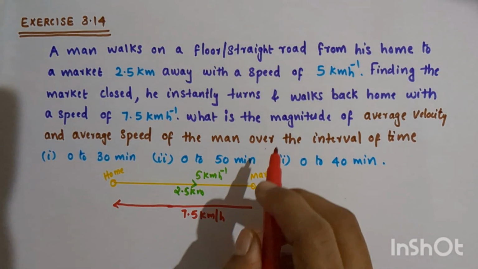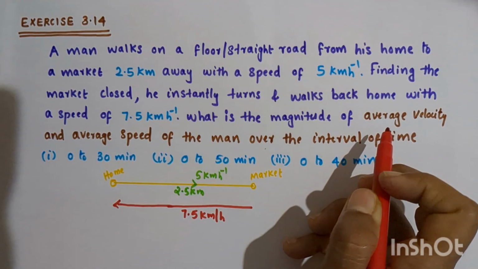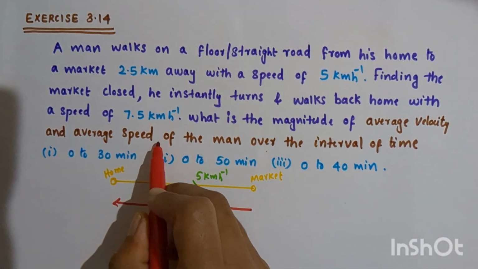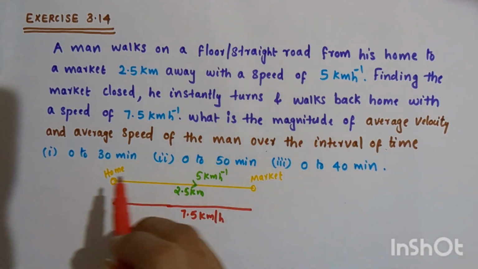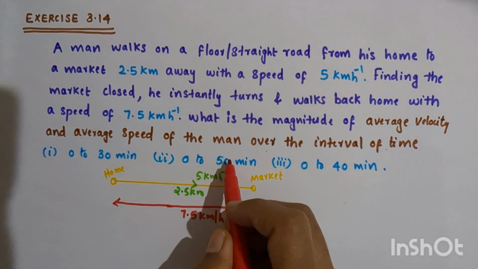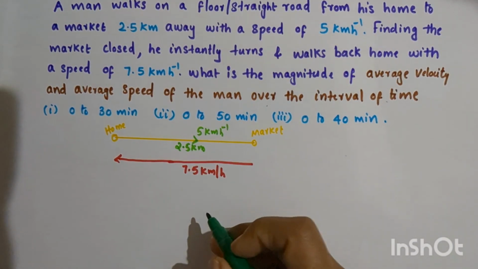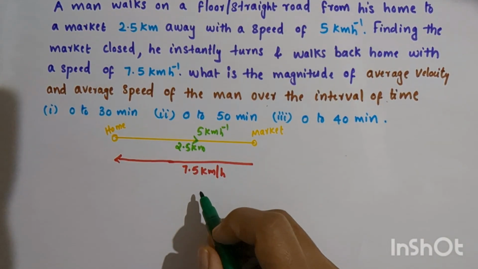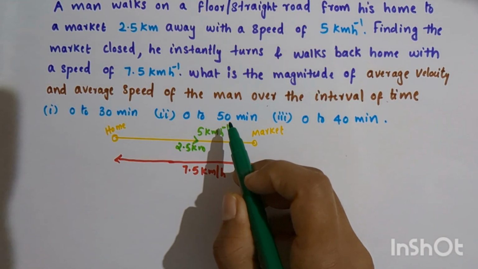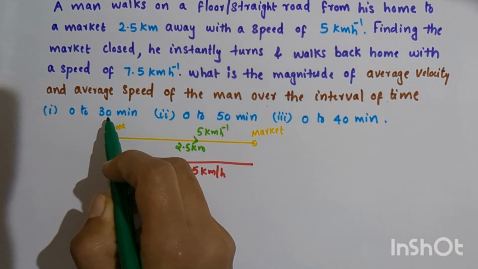Then our question is, what is the magnitude of average velocity and average speed of the man over the interval of time 0 to 30 minutes, 0 to 50 minutes and 0 to 40 minutes. So we want to find out the average velocity as well as the average speed of the man over the interval of time 0 to 30 minutes first.